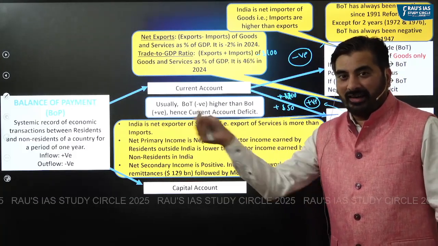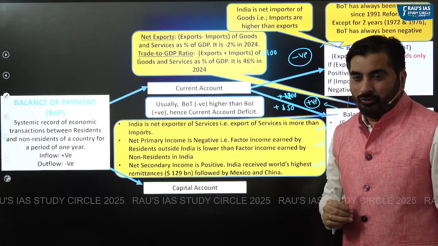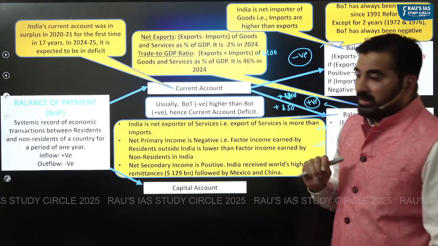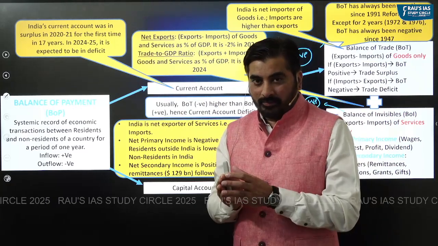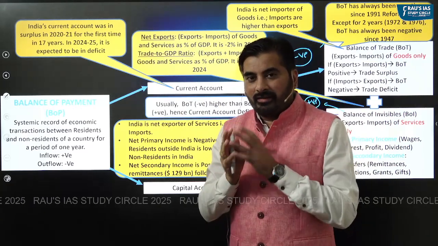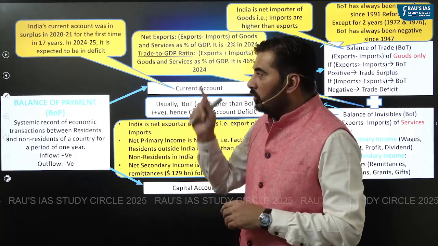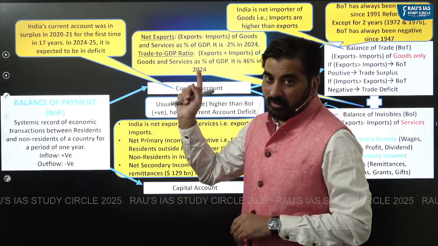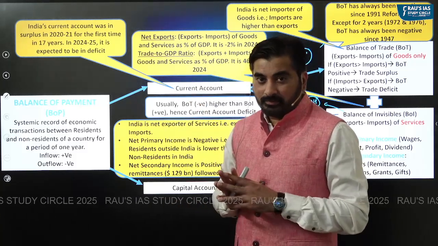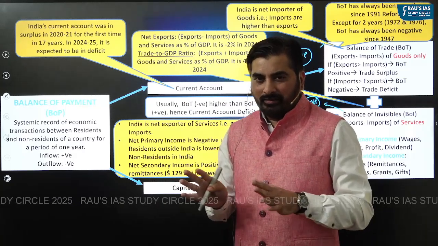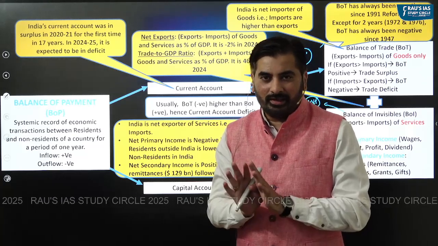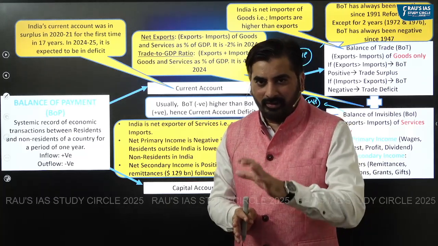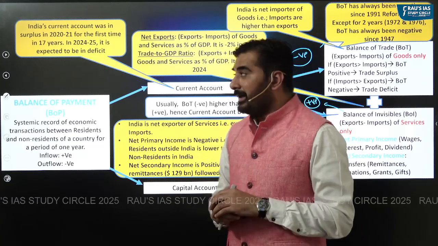Usually it is in deficit. But let's look at the trends in current account in the last few years. You can see here, India's current account was in surplus for the first time in the last 17 years in the year 2020-21. It was in surplus. But otherwise, it is generally in deficit. It is generally negative. And for the current year also, it isn't going to be anything but negative.